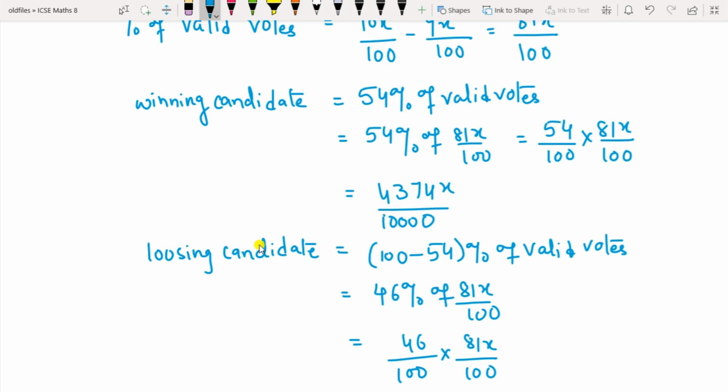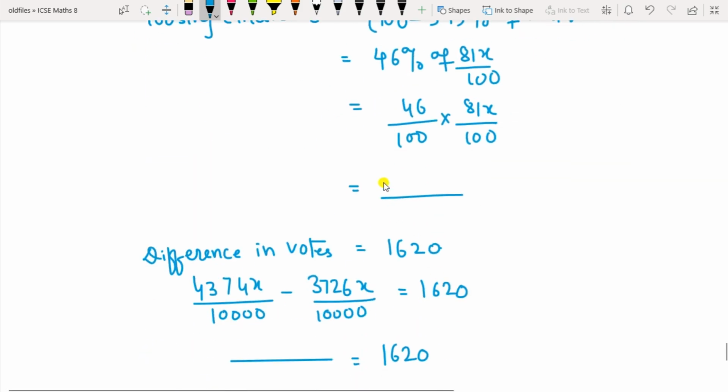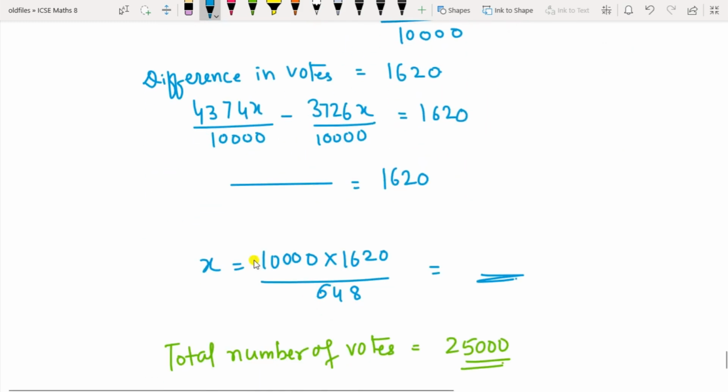So how many votes did the losing candidate get? Losing candidate percentage we don't know. Since it is percentage, you have to subtract the percentage got by the winning candidate from 100. So 100 minus 54, that is 46% of the valid votes, 81x by 100. Now multiply this one. This will be 3726x by 10,000. And now the difference in the votes of the winning and the losing candidate is 1620. Since the denominator is the same here, subtract the numerators, you will get 648x by 10,000 equal to 1620.